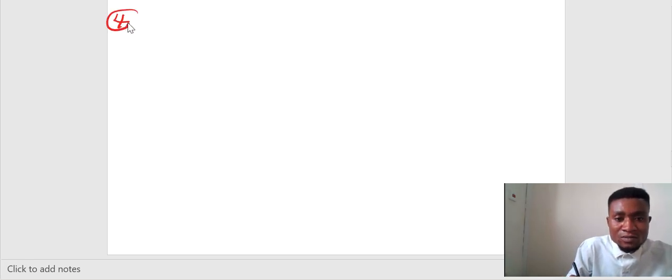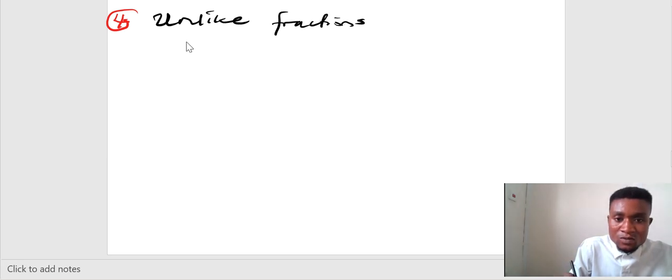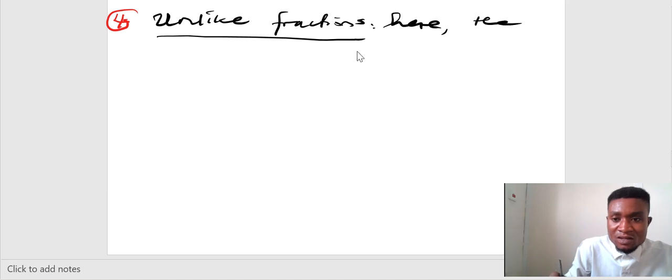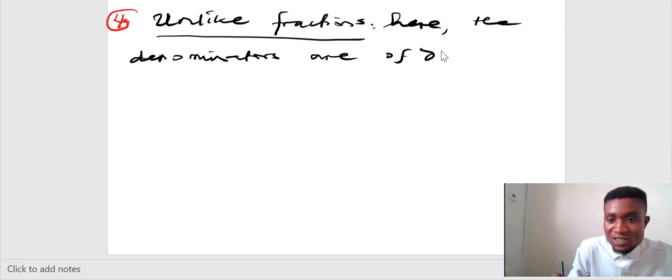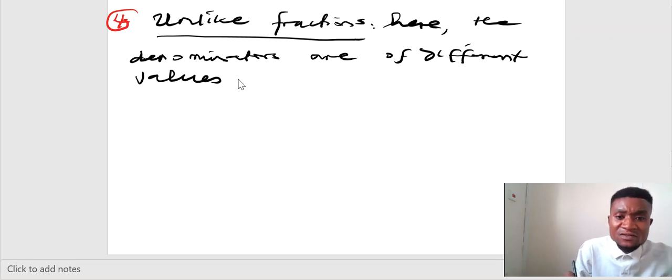So we have number 4, and this number 4 is said to be unlike fractions. We have unlike fractions. Here, the denominators are of different values. Yes, the denominators of different values.